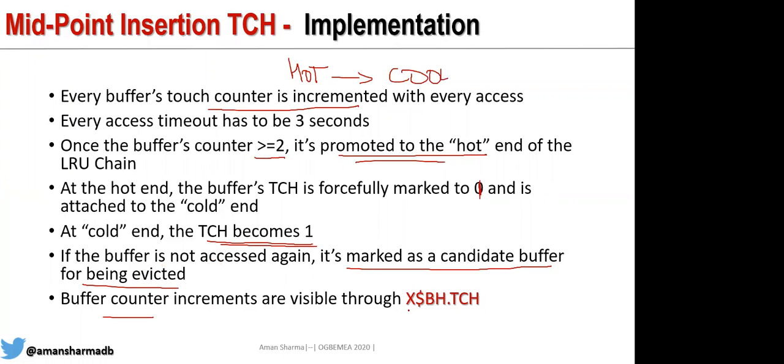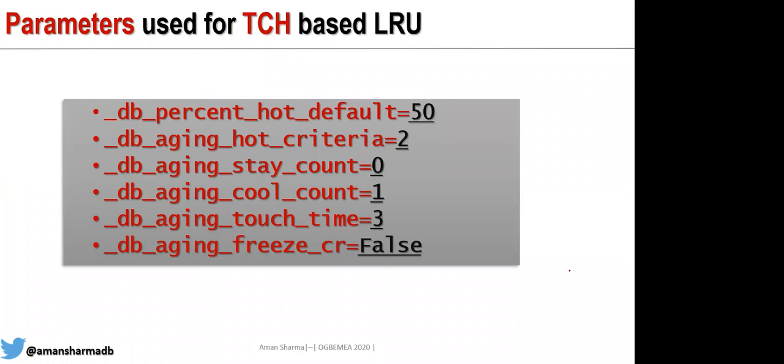And this increment or decrement is what we can actually see in terms of this touch counter. So we have these particular parameters which we can check out if we really want to play with this. So this LRU linked list, it is actually going to be having how much space allocated for this hot, that is 50% maintained by this. Hot criteria, touch count, is going to be 2. The time it can stay in the particular buffer cache is going to be 0. Cool count is 1. That means it's going to be the decrement value after the buffer is marked as hot. It'll be cooled to 1. Aging touch times, that is going to be the 3-second timeout.